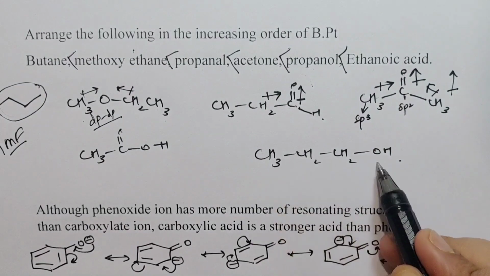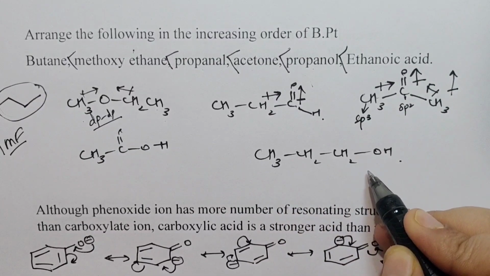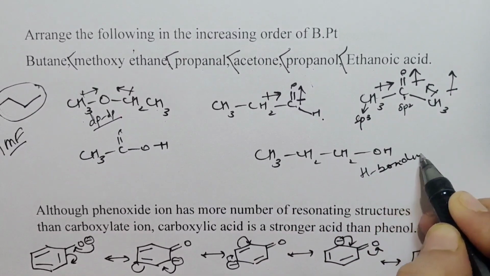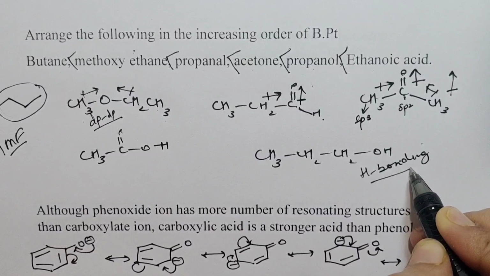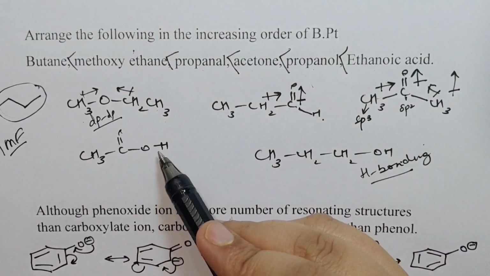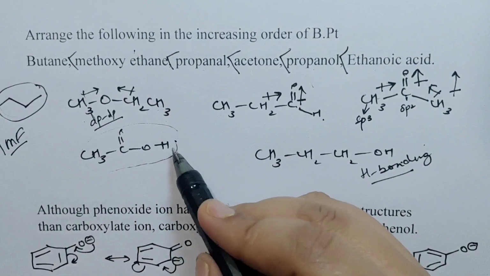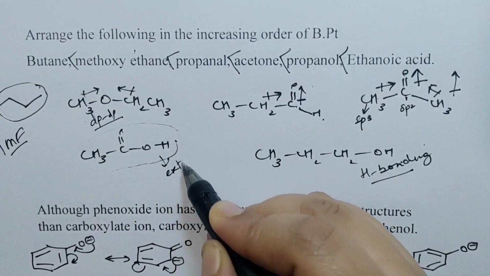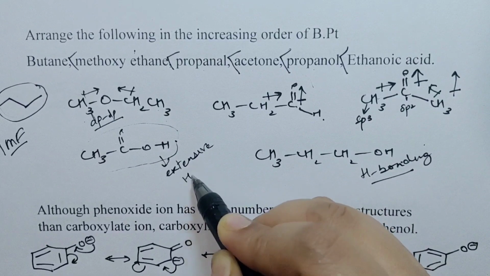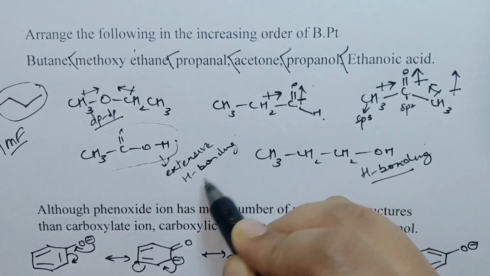Talking about alcohols, we all know that there is significant hydrogen bonding there, which is a very strong kind of intermolecular force. And last but not the least, or actually the highest, ethanoic acid has the highest boiling point because extensive hydrogen bonding is present here.